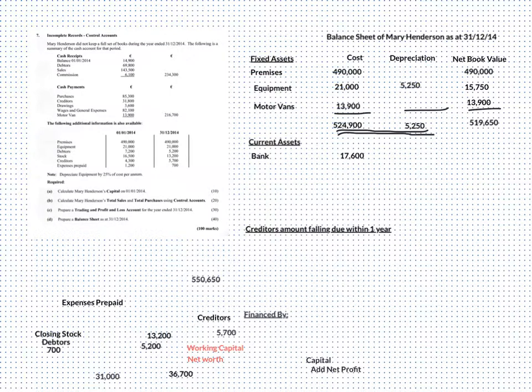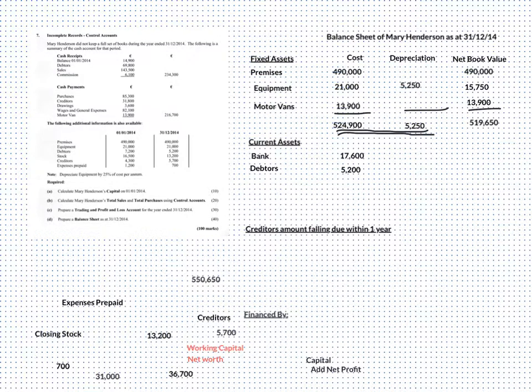So again, just so you know, how we got that was subtracting 216 from 234,000. Subtract down, you get 17,600. The next one then we always have is debtors. So we always have debtors, and at the end of the year our debtors is 5,200. So we just bring across this 5,200 here and put a label on it as debtors.